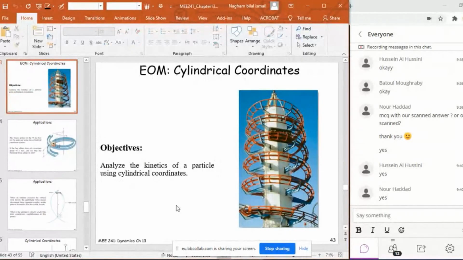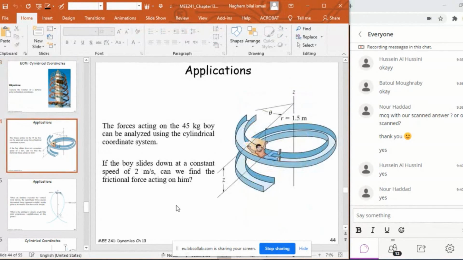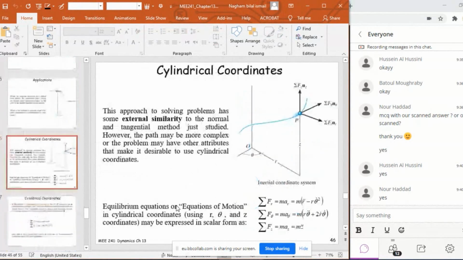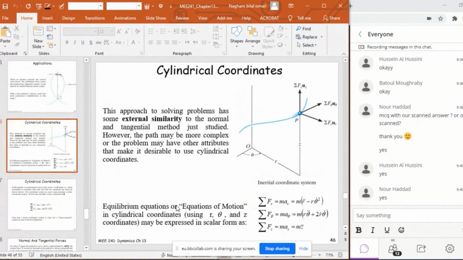All right, so guys, in this part of chapter 13, we're going to solve the equation of motion using cylindrical coordinates. Now, what are the cylindrical coordinates? They are UR, U theta, and UZ. How to generate this equation of motion using the cylindrical coordinates?